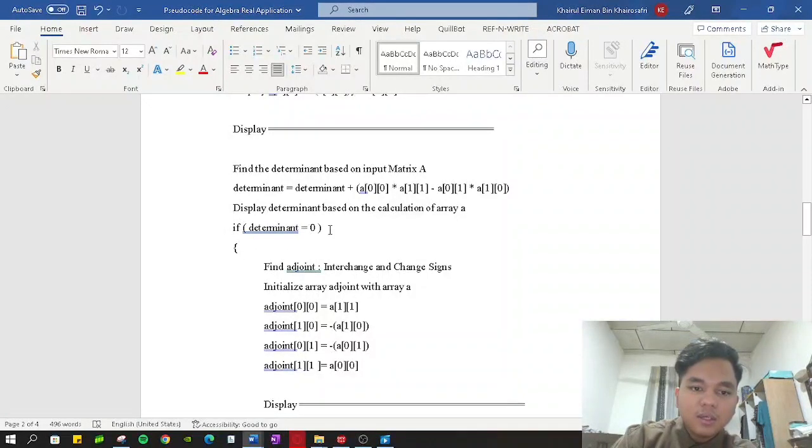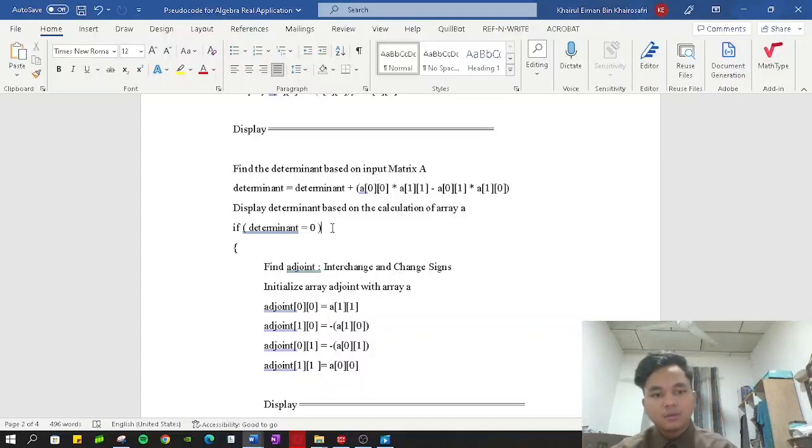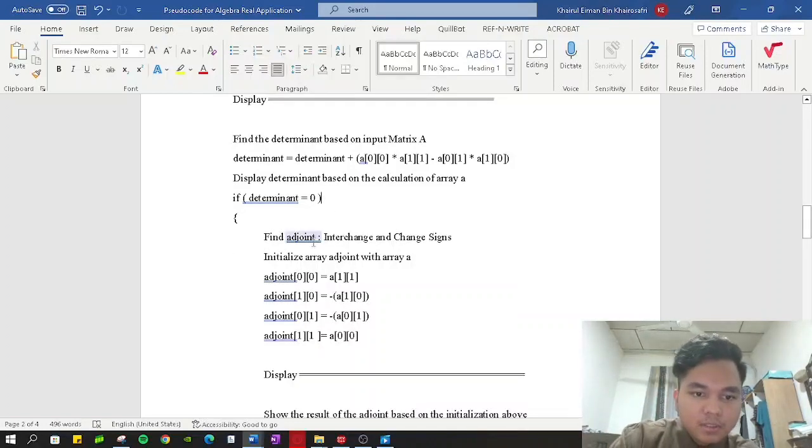If the determinant equal to 0, it has a solution. If the determinant not equal to 0, it has no solution. So the first thing, after we find the determinant, we need to find the adjoint. Adjoint is interchange and change sign.